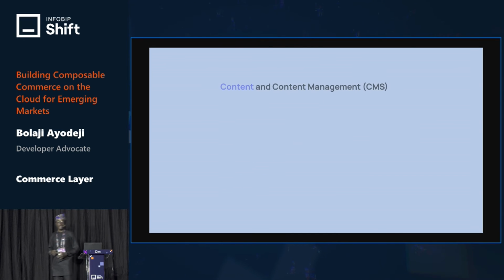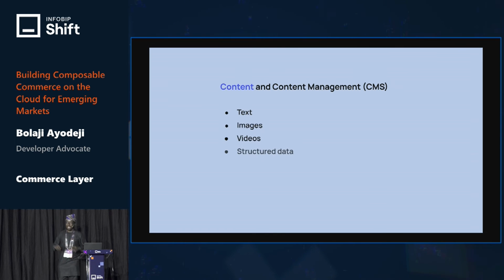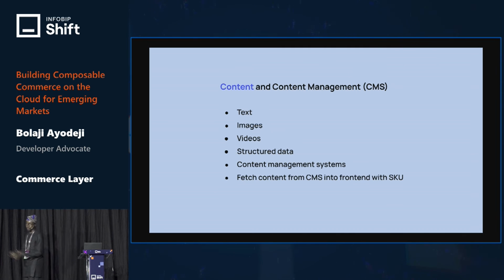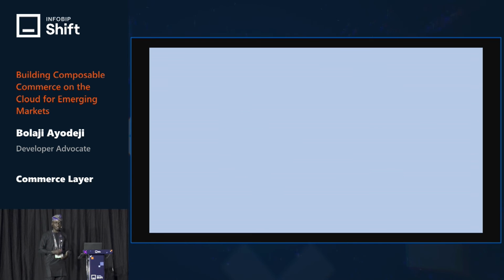And then you also have your content and your content management systems where you manage content. Think about having text, images, video, and the whole idea is you have structured data, and it's that structured data you will use when building the actual stuff. You now choose a content management system independent from the entire architecture itself. And then you fetch data from your content management system into your front end using the SKU as a connector, right? And then you also want to localize data, right? You want to ensure that you have different languages for different countries that you support.